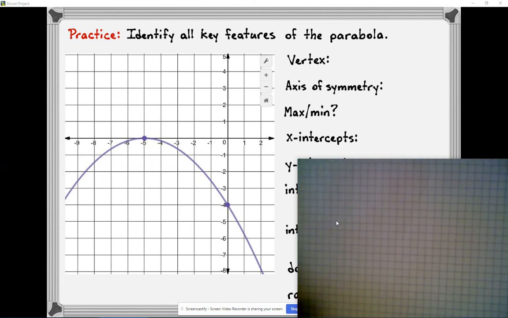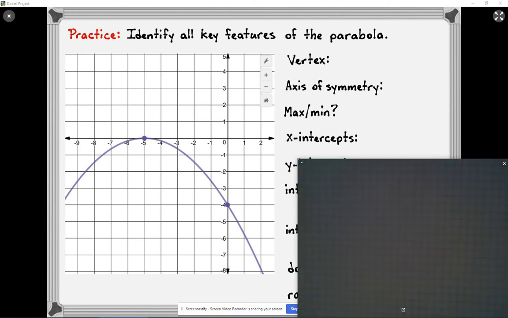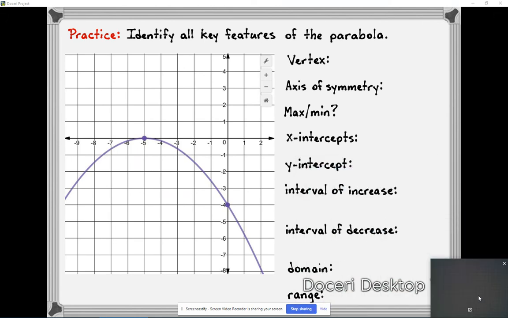All right, for this practice problem here, we're going to go a little bit fast through this. The vertex is going to be this point here. So the vertex in this case is (-5, 0). The axis of symmetry is x equals -5. Let me go ahead and draw that so we can see it. x equals -5 is right there. Okay, so that's our axis of symmetry.